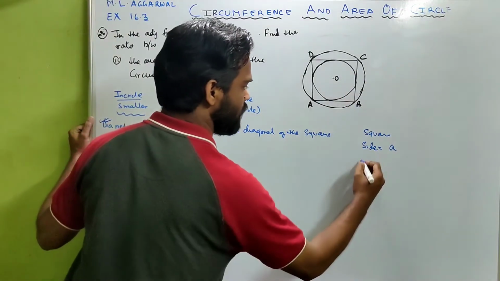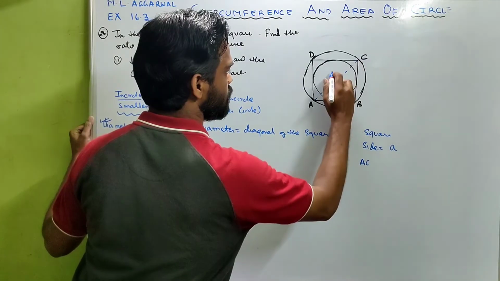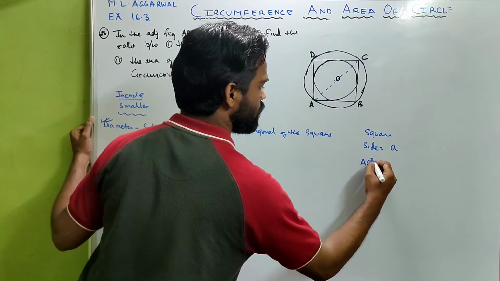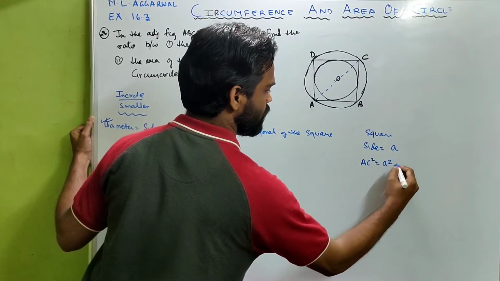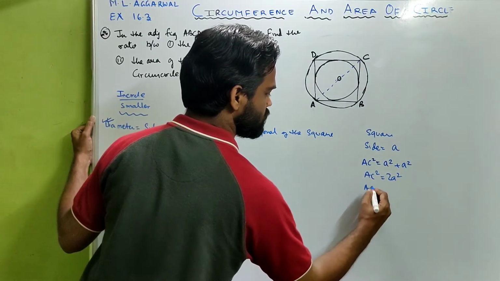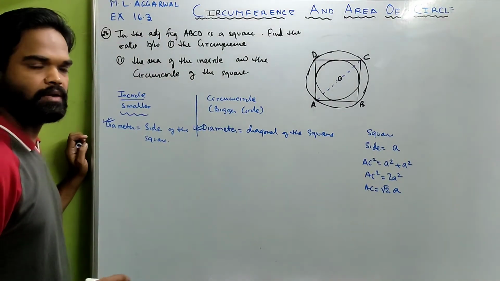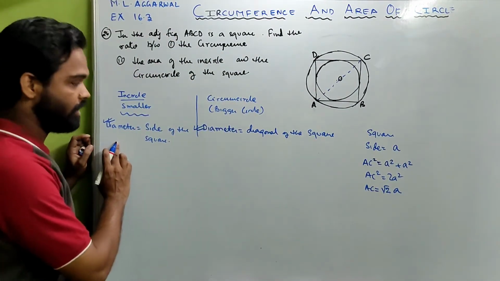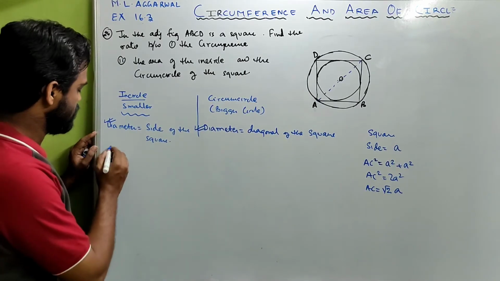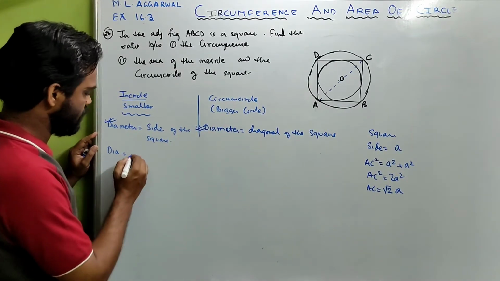Then the diagonal AC, if suppose this has to lie over here, then AC square will be AB square, which is A square, plus BC square, which is A square. So AC square will be 2A square, which means AC will be root 2 multiplied by A. Am I clear? So for the inner or the smaller circle, the diameter is equal to AB, which I have taken as A.